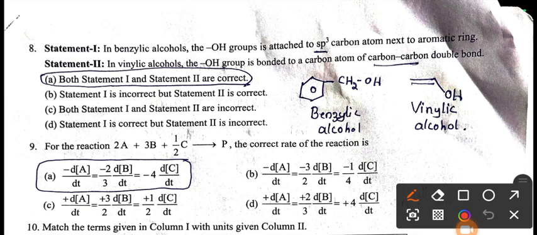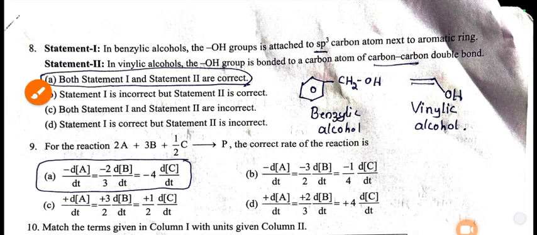Next question, statement 1, benzylic alcohol. This is benzylic alcohol. In benzylic alcohol, the OH group is attached to an sp3 hybridized carbon atom. So statement 1 is right. And in vinylic alcohol, the OH group is linked to an sp2 hybridized carbon atom. So both statements are correct here.